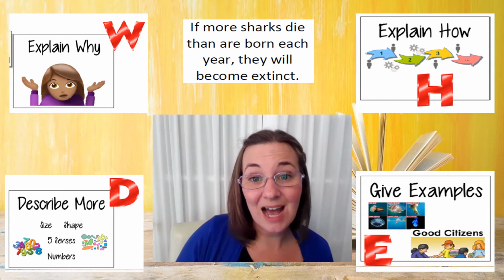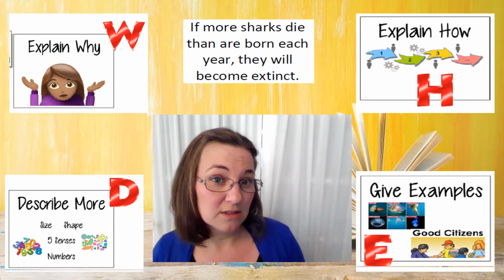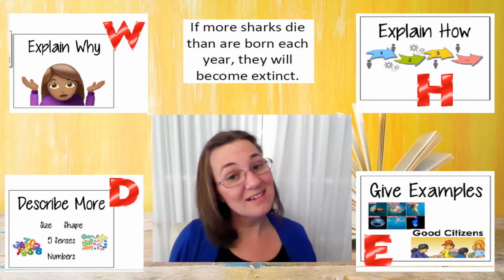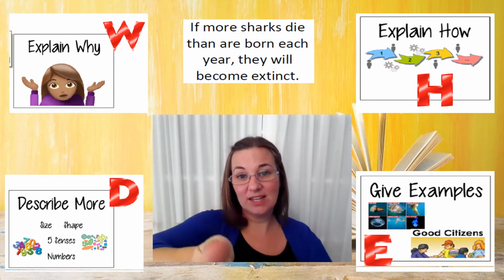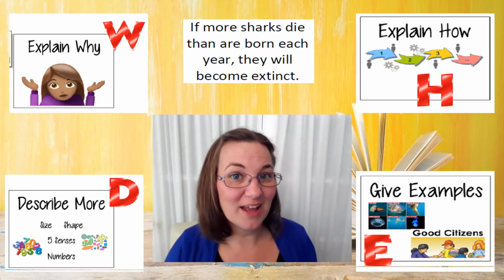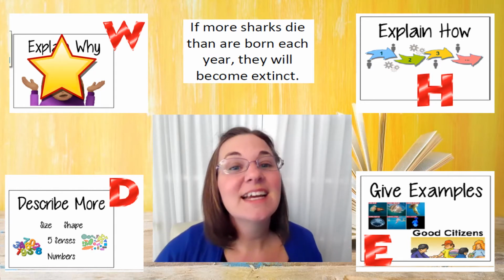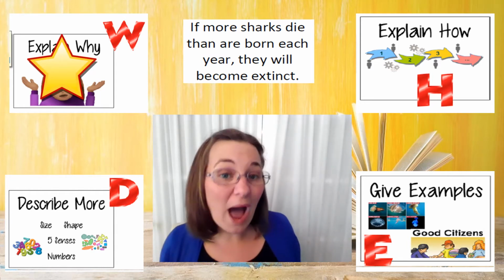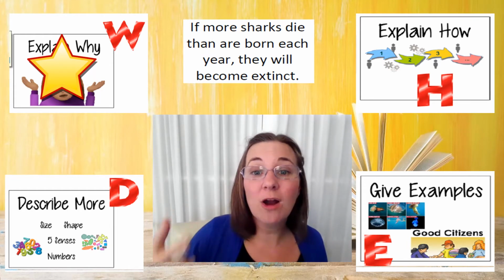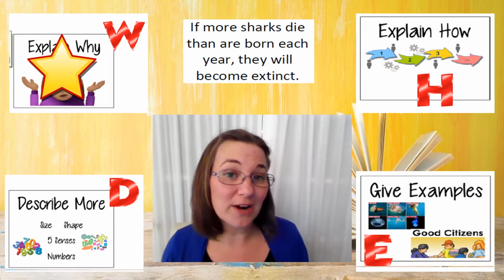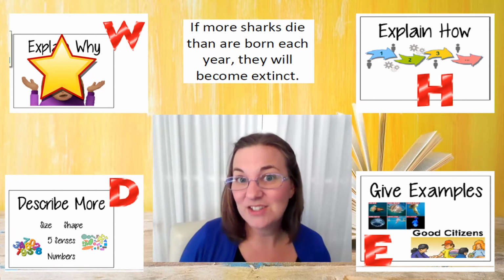If more sharks die than are born each year, they will become extinct. Is that why, how, describing more, or giving an example? Ready? 1, 2, 3, point. It's explaining why. Why are sharks in danger? Because they will become extinct if more die each year than are born. Why do they become extinct? Because more die than are born each year.